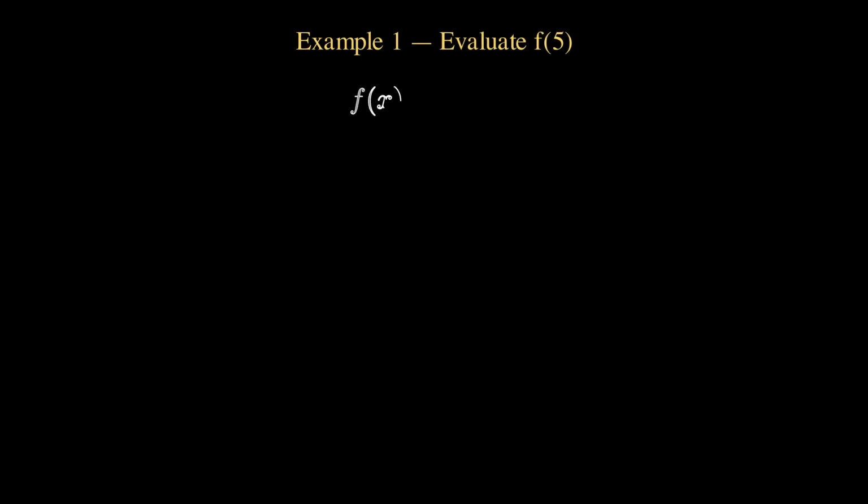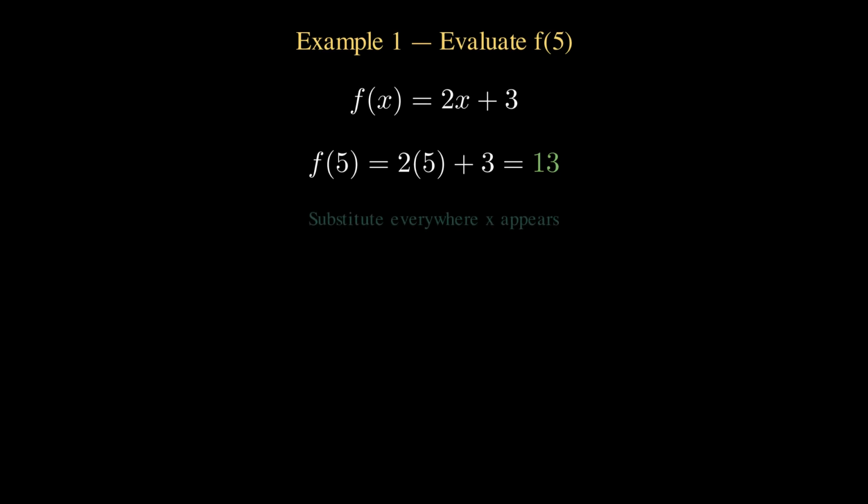Example 1, evaluation. Suppose f of x equals 2x plus 3, find f of 5. Replace every x with 5. That means 2 times 5 plus 3, which equals 13. Notice the parentheses around 5 and 2 times 5. They protect order of operations and prevent silly arithmetic slips.